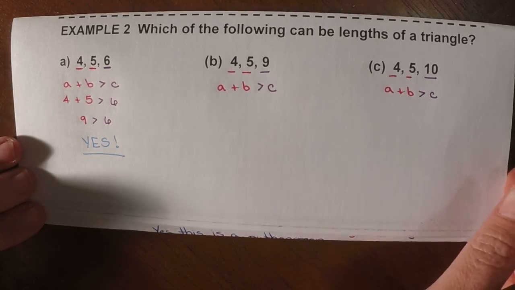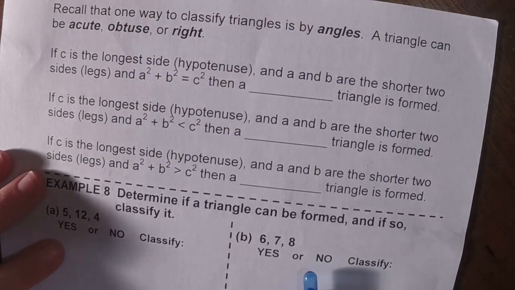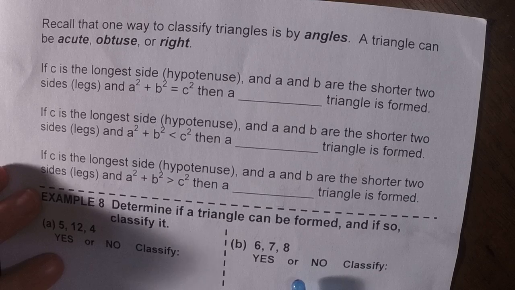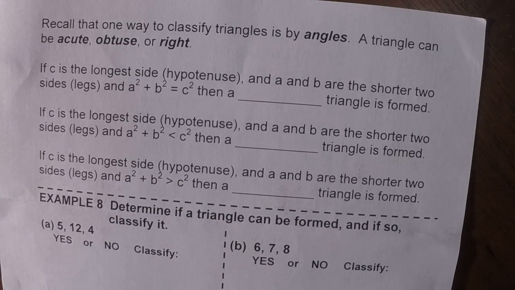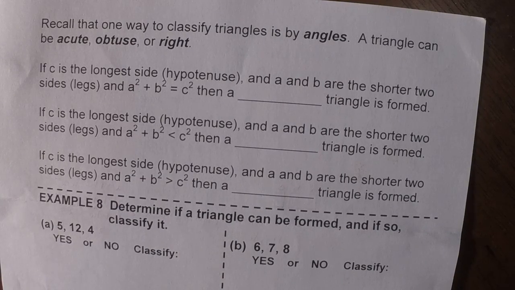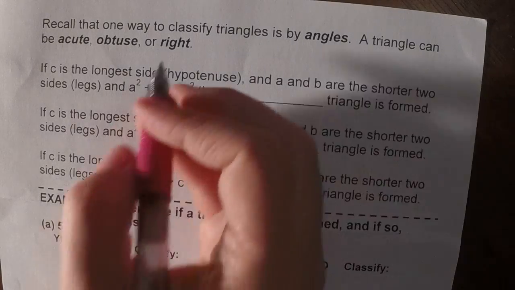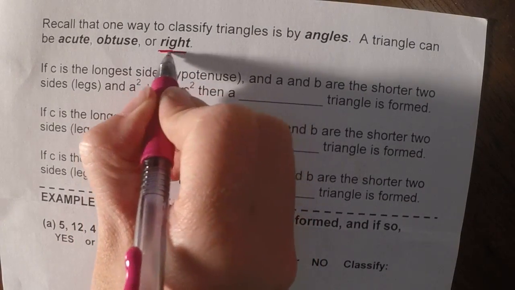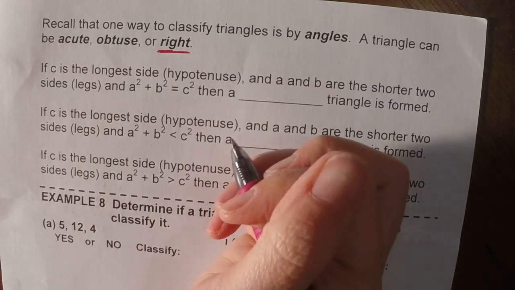Good. So then let's flip it over onto the back and see how we can apply this information. Some more information that's coming back to haunt you. Vocabulary, vocabulary, vocabulary. Recall one way to classify a triangle is by angles, and so far we've been working solely with right triangles in this Unit 5.